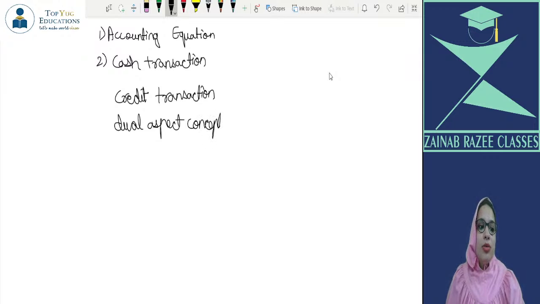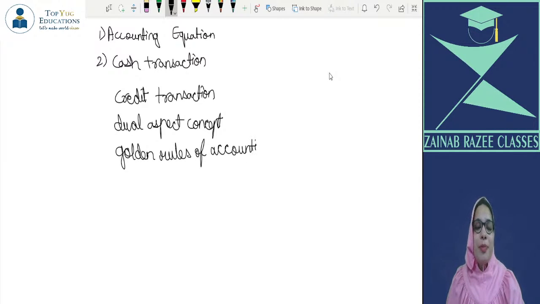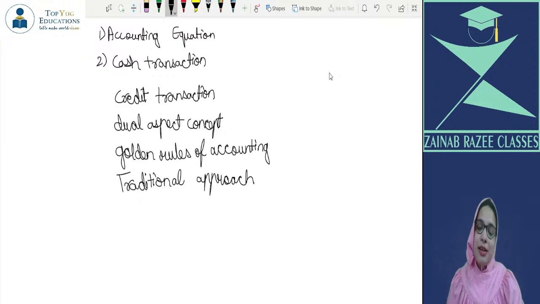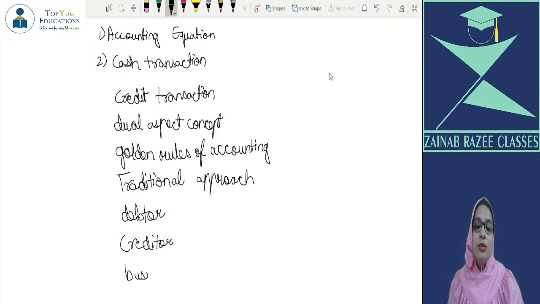Yes, the golden rules of accounting, especially from the traditional point of view. We have done the traditional approach. Definitely we'll require practice, we didn't practice so much. So today is our session where we'll be practicing the traditional approach and the modern approach. Then debtor and creditor, yes, we understood quite many terms that we'll be using in accounts very frequently. So debtor, creditor, cash transaction, credit transaction, business, goods.